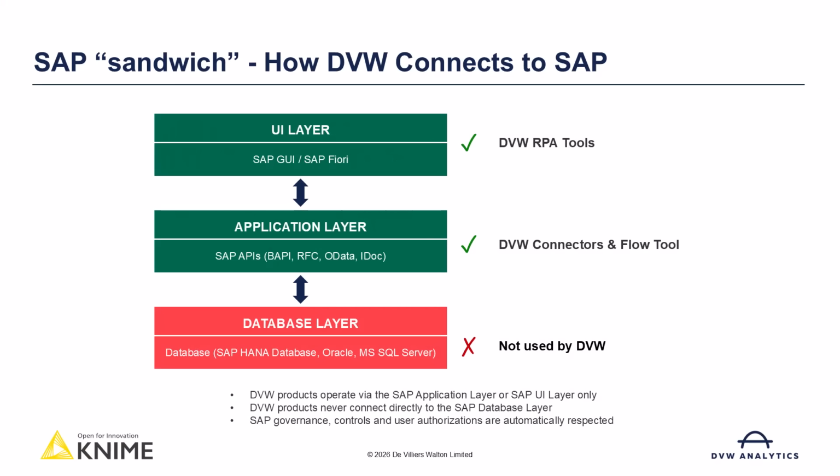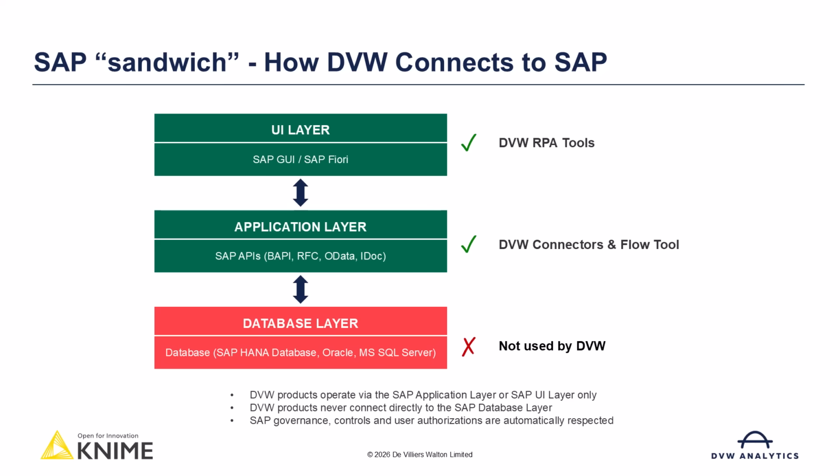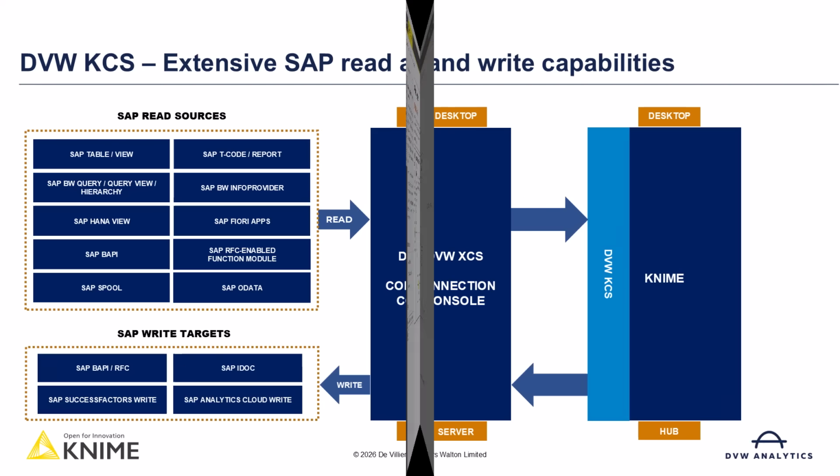All of this runs through the SAP application layer, nothing touches the SAP database directly, and there's no custom ABAP for you to write. It all runs in the KNIME Analytics Platform, or on the KNIME Hub if you want to schedule it. With DVW, you can read and write SAP data from any analytics or data platform right down to the source tables.